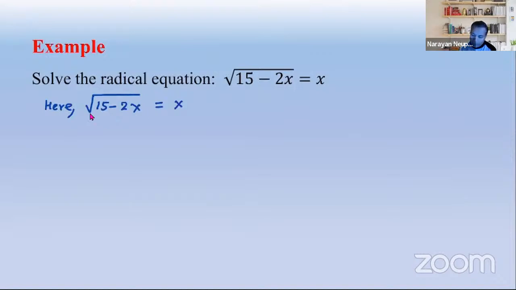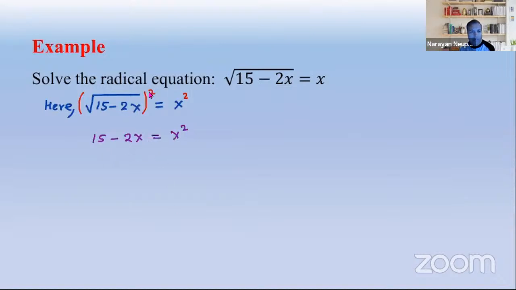So we raise the power 2 on both sides, like this, because the goal here is to remove the radical sign. On the left hand side, you can see there is a square root and a square. So square and square root undo each other, and you will get 15 minus 2x equal to, on the right hand side, x squared.